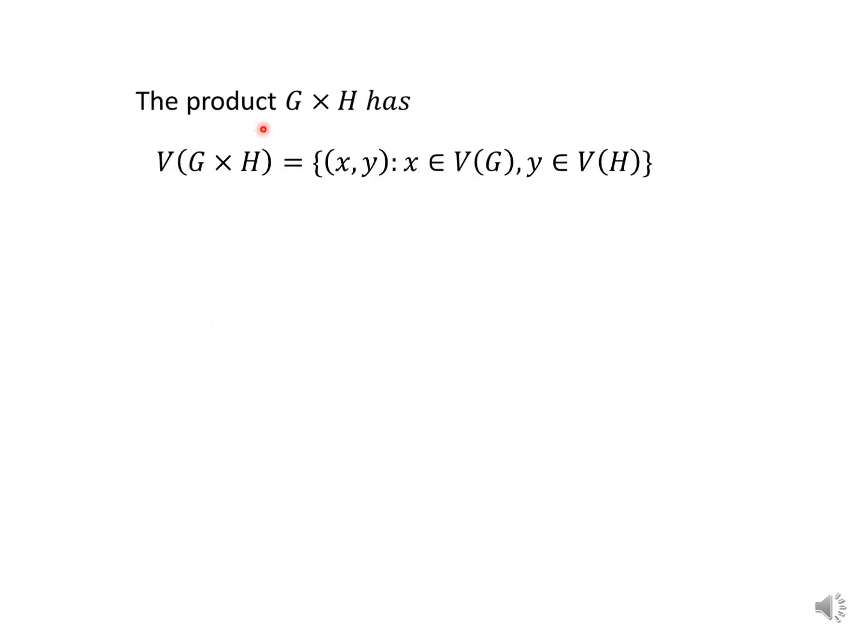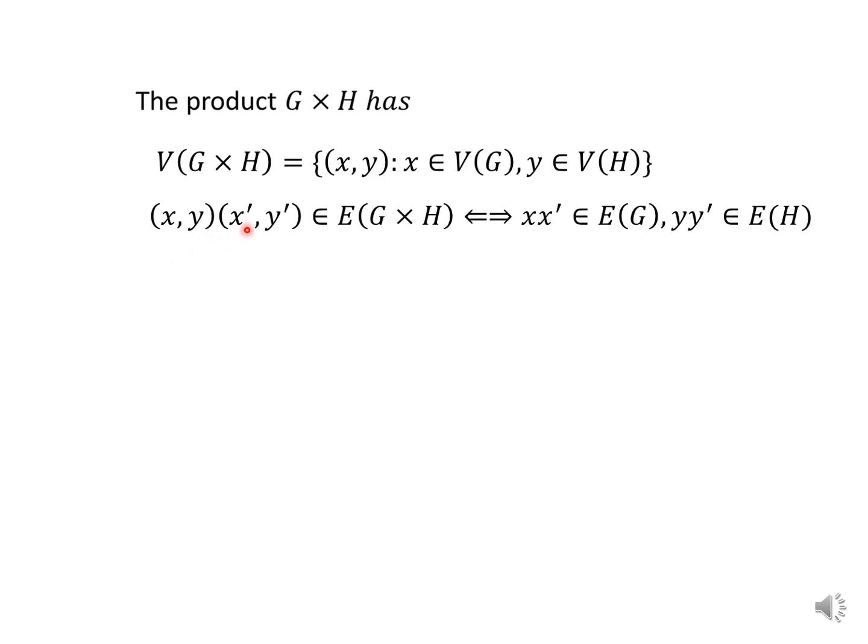The product of G and H has vertices xy, the pairs xy, such that x is a vertex of G and y is a vertex of H, in which xy is adjacent to x′y′ if and only if x is adjacent to x′ in G and y is adjacent to y′ in H.